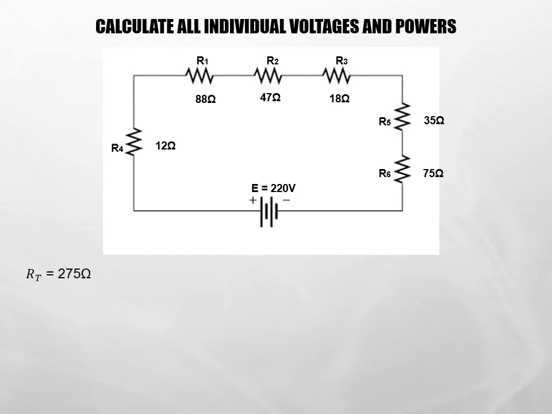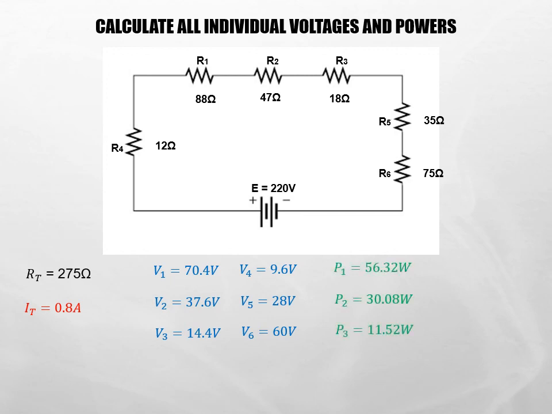RT, as before, is 275 ohms, which gave us 800 milliamps, or 0.8 of an amp. These are the values for the voltage of the first 3 resistors, the voltage of the next 3 resistors, the powers of the first 3 resistors, and then the powers of the last 3 resistors. Our total voltage is 220 volts. Our total power is 176 watts. If you add all the individual voltages up, you should come up with 220. And if you do the sum of all the individual powers, you should come up with 176.